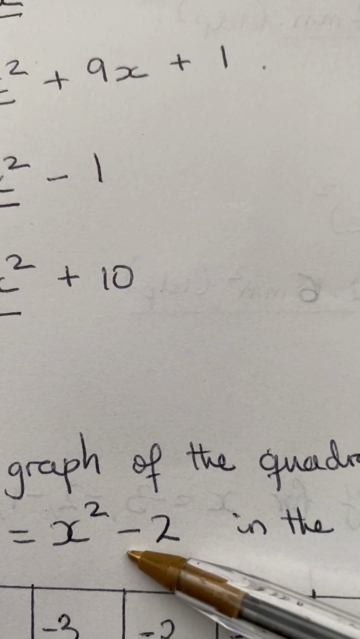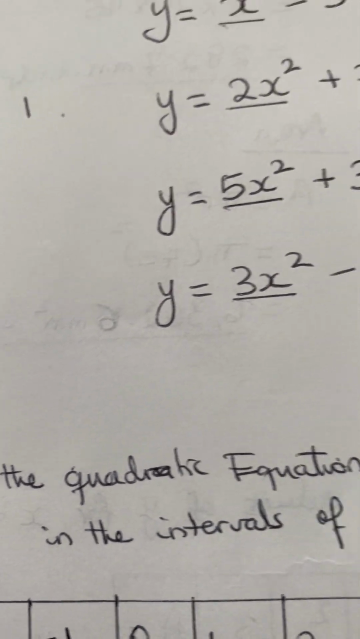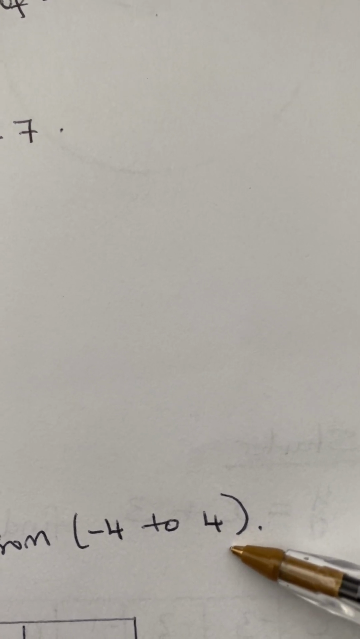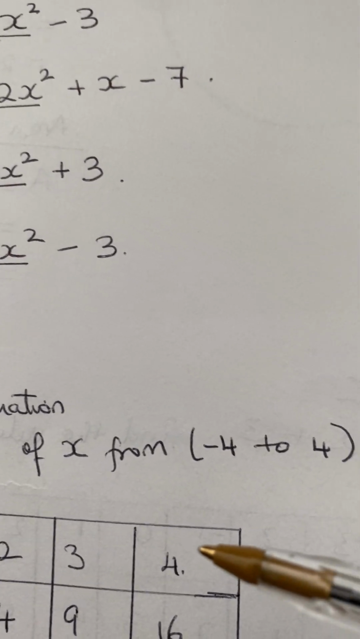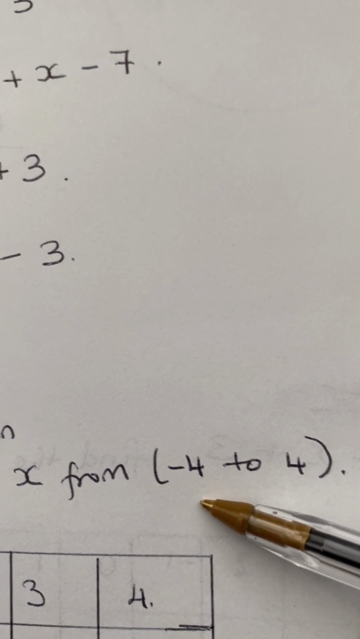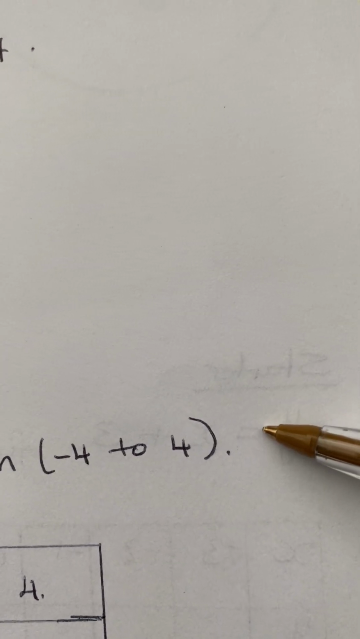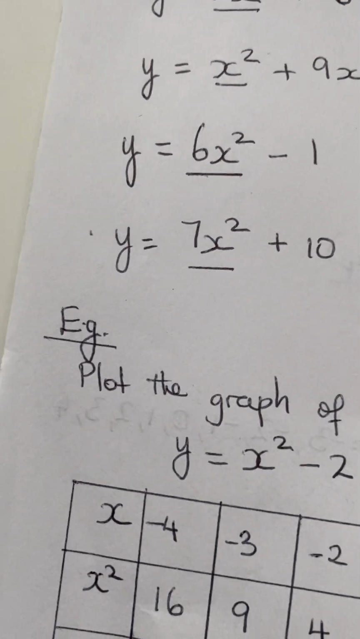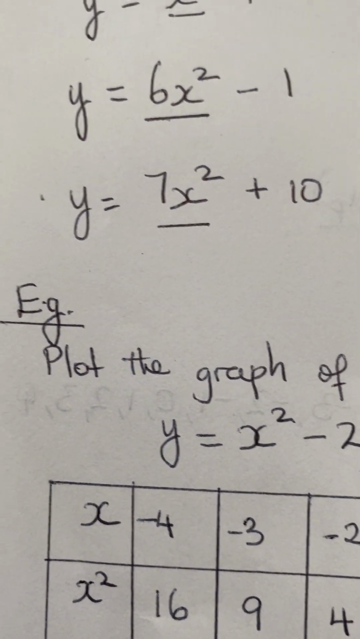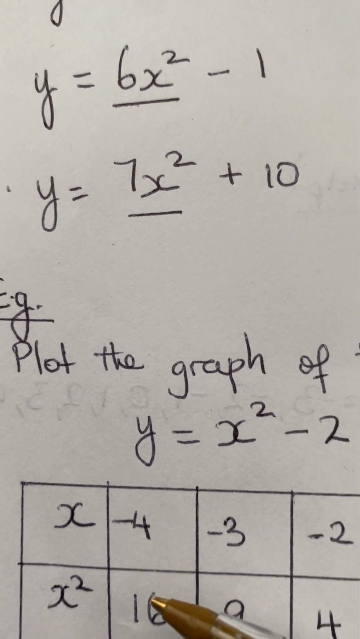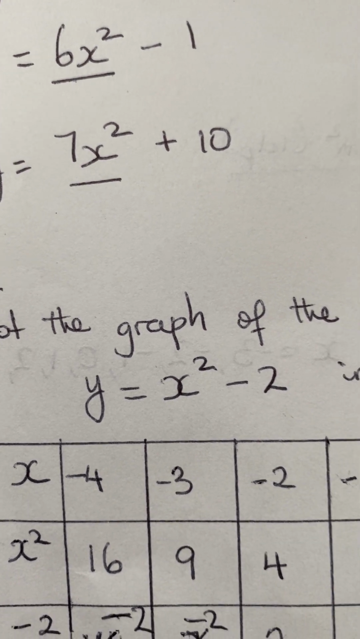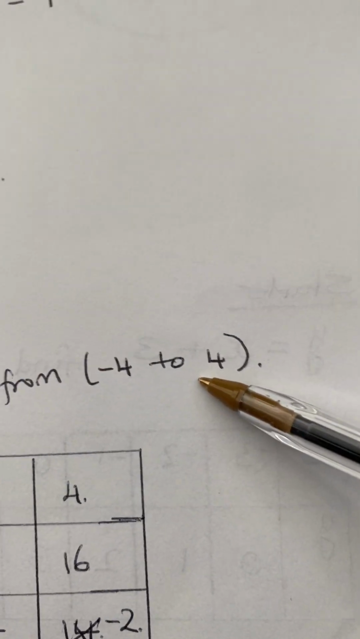Y equals x squared minus 2 in the intervals of x from minus 4 to 4. So on the x-axis, they've limited us to values from minus 4 to 4. Okay, so I'm going to use the table method here, to be systematic. So here, x is minus 4 to 4 as I've been given in the question.